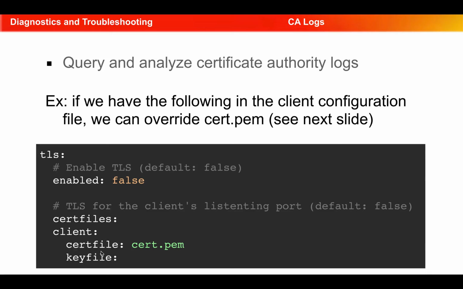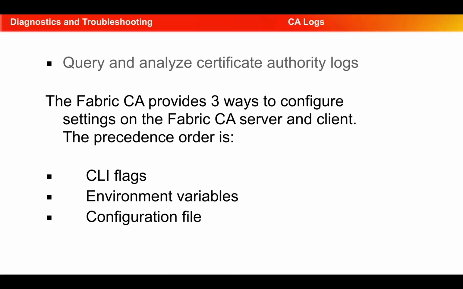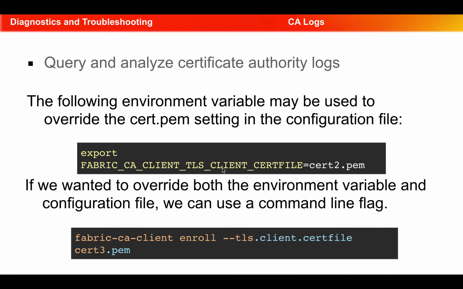So this file's property cert file will get overridden by the value that we have provided in this environment variable. If you want to override both environment variables and the configuration file, then we can use the command line flag. If you use this command line flag, which you can see here, it will override both the environment variable and also the configuration file, which we have seen in the previous slide.